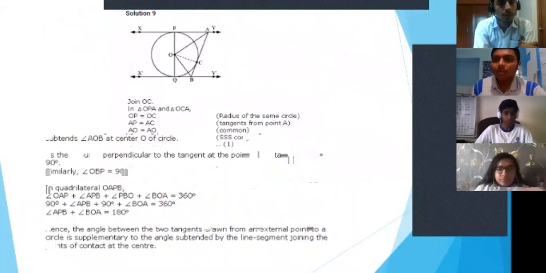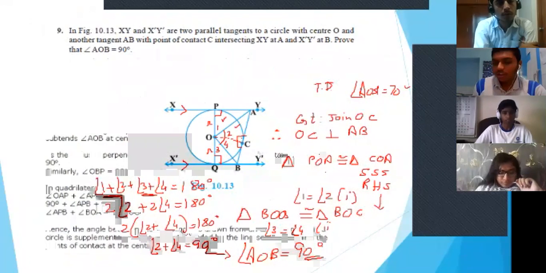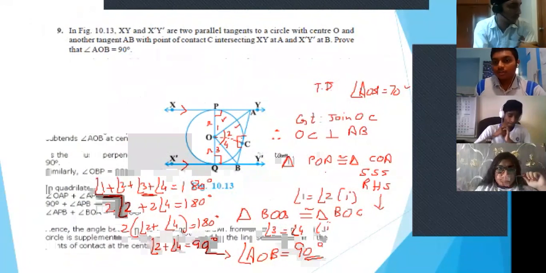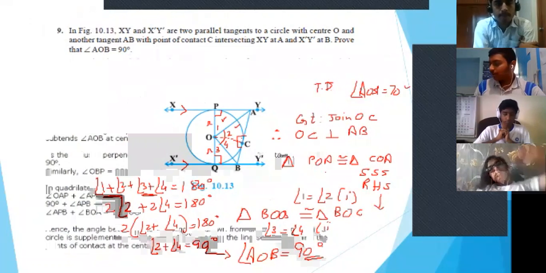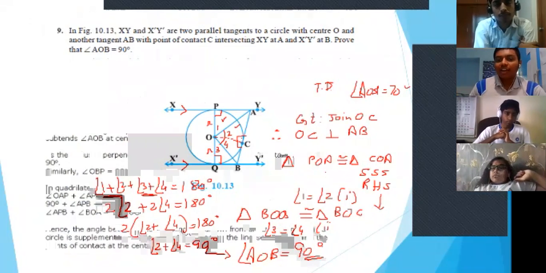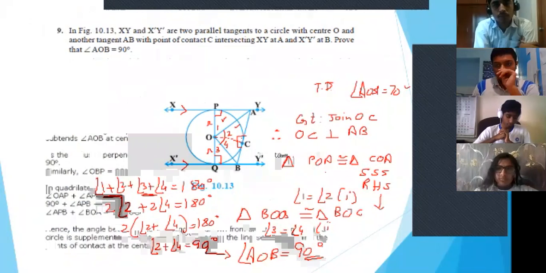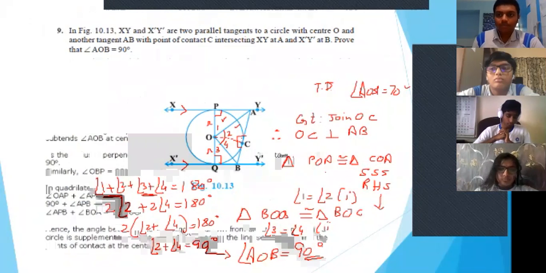See this one. The 13th question also has the same thing. The diagonals of a quadrilateral, perfect, on the same line at the center make 90 degrees. So 90, 90, 90, 90, you'll get a complete 360 degrees.